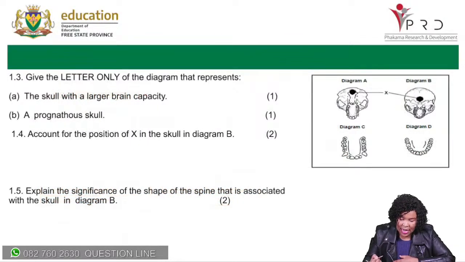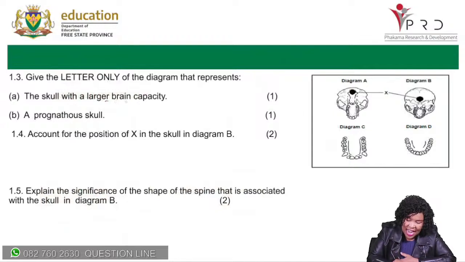Then give the letters only of the diagram that represents the skull with a larger brain capacity. So which one shows a larger brain capacity? That will be skull B, because you can already tell that this skull is the skull of the Homo sapiens, of the humans. Then the one that is more prognathous, that will be skull A, because it has a sloping face.